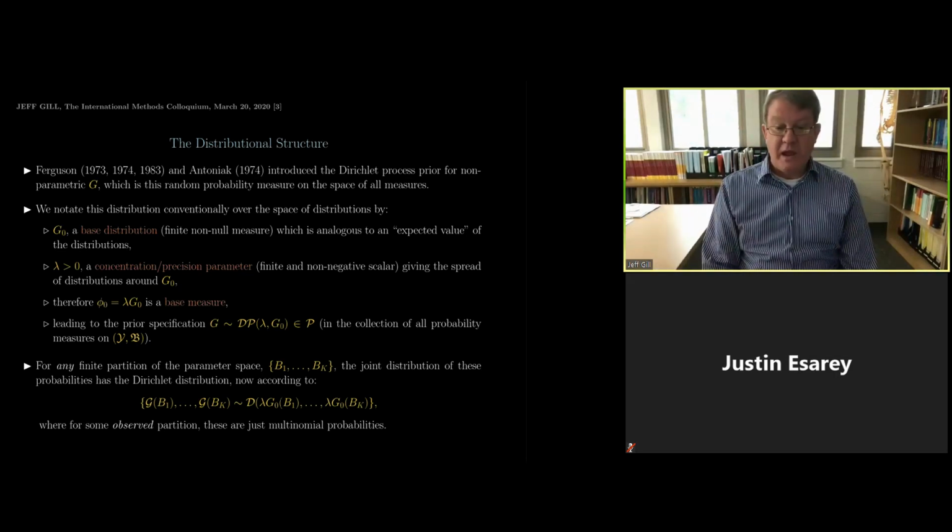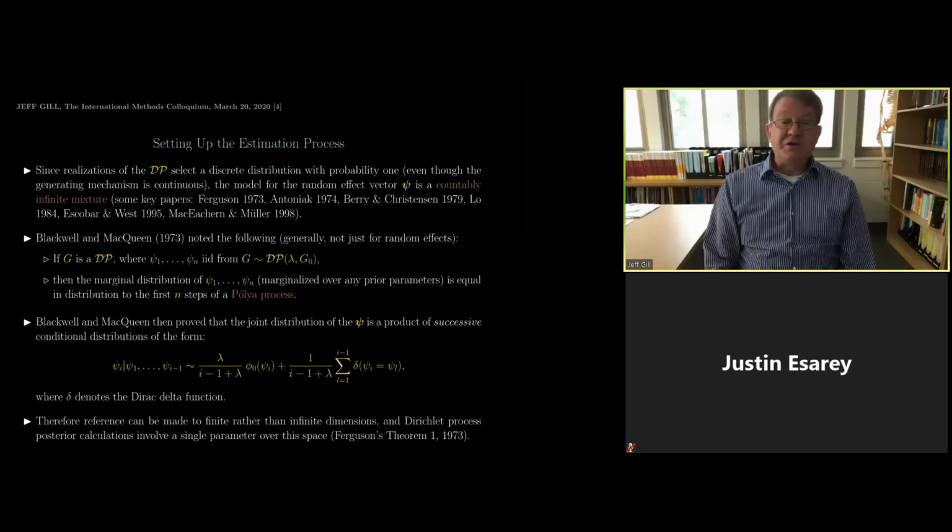Okay, so for any finite partition of the parameter space, that is, K being a finite number, the joint distribution of these probabilities has a Dirichlet distribution according to what you see down below. That's just notational, but it's a reminder that we are considering this as a Dirichlet. And then for an observed partition, what we get is a set of multinomial probabilities according to what you see there. Realizations of the Dirichlet select a discrete distribution with probability 1, right? Even though this mechanism is continuous. And so the model for the random effect vector is a countably infinite mixture. We'll see specific expressions of that.